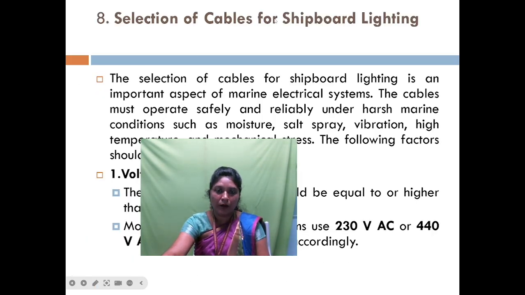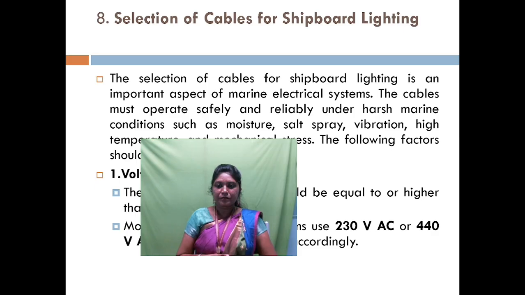Next we can see the proper selection of cable for shipboard lighting. The selection of the cable for shipboard lighting is an important aspect of the marine electrical system. The cables must operate safely and be reliable under harsh environmental conditions. On ships, we are going to face many environmental issues, such as moisture, salt content, vibration, high temperature or other mechanical stress. So the following factors are to be considered for selecting this cable.